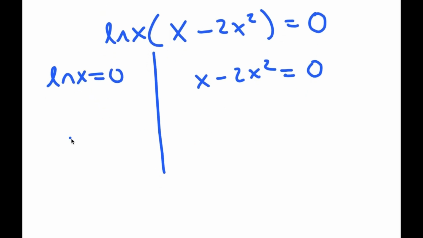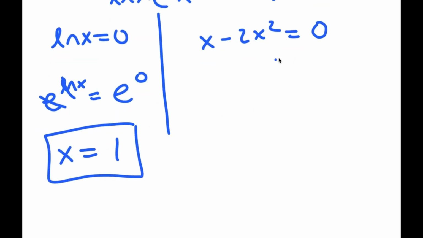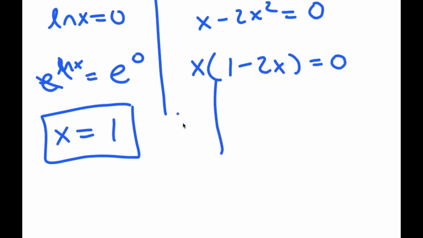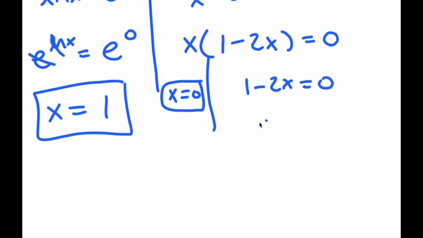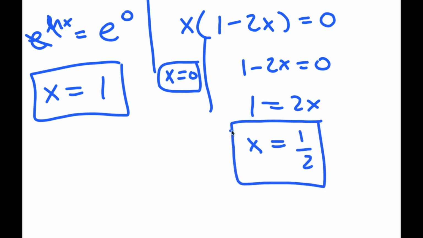For ln x equals 0, I'm going to take e to the power of both sides. So these two cancel out, and I get x is equal to e to the power of 0, which is 1. For x minus 2x squared equals 0, I'm going to factor out x, so I get x times (1 minus 2x) is equal to 0. So this means that x equals 0, and 1 minus 2x equals 0, meaning 1 is equal to 2x, and x is equal to 1/2. So these are my three solutions to this equation.